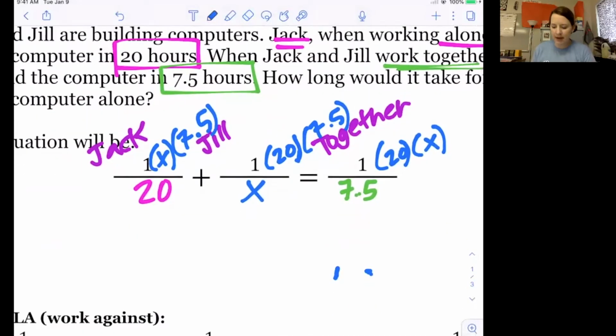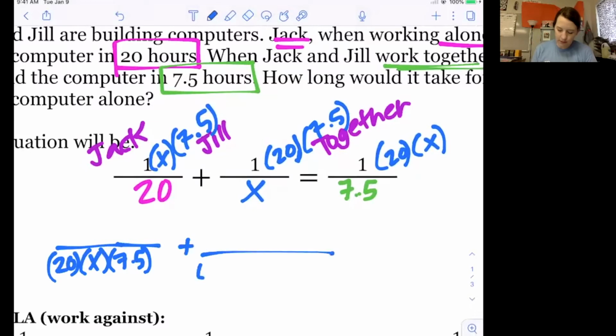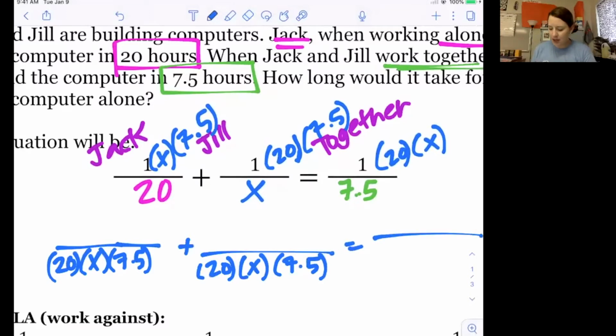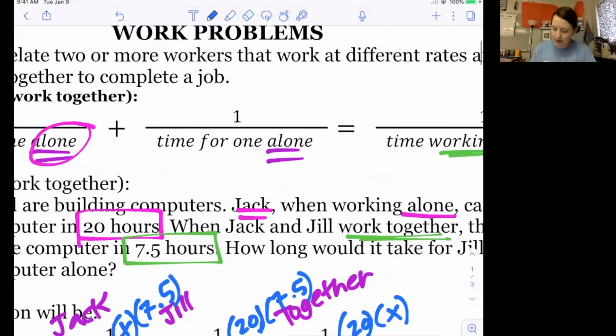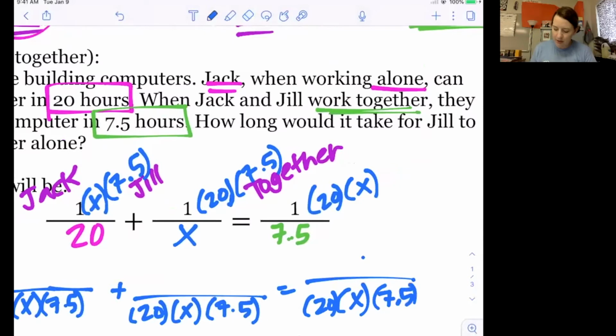So now all three denominators, because remember, when we multiply on the top, we multiply on the bottom, even if I'm not explicitly writing it. So all of our denominators now have a 20, an x, and a 7.5. And it doesn't matter the order that we multiply or we write those, because we're not actually going to multiply them out. Because now that we have a common denominator, we're just going to be working with the numerators.